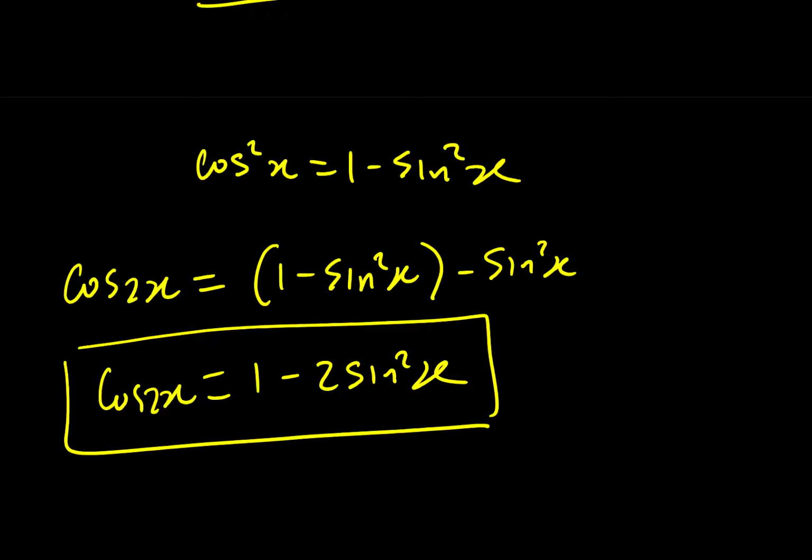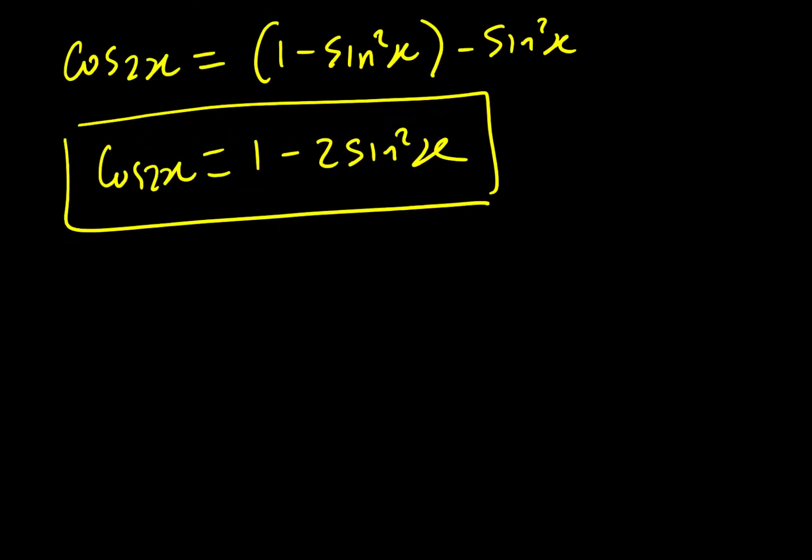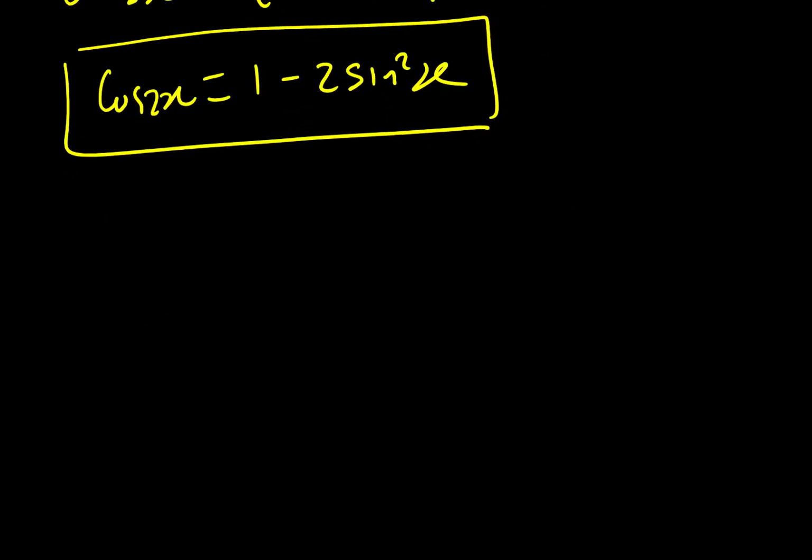Well, let me see. How about we do one more example that can actually make some sense. Example 3. We need to calculate the value of sine 7 pi over 6.